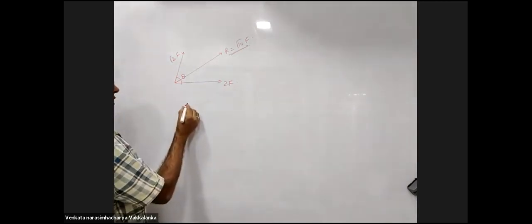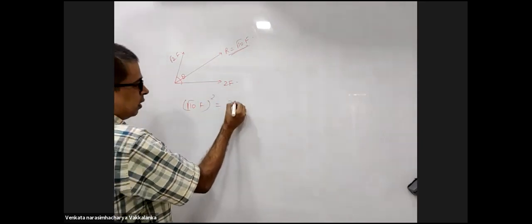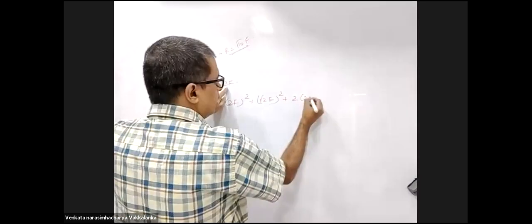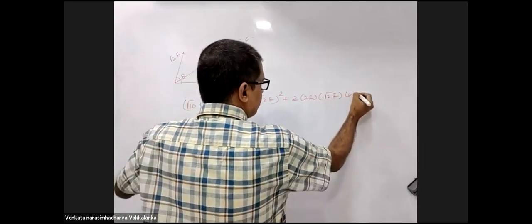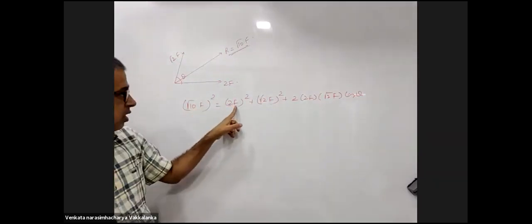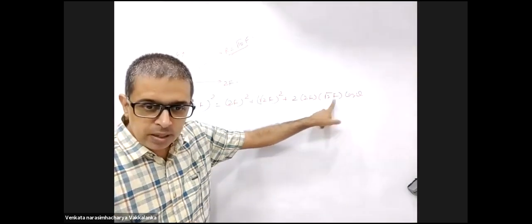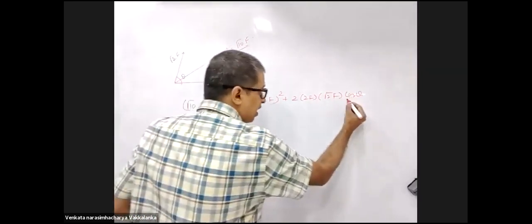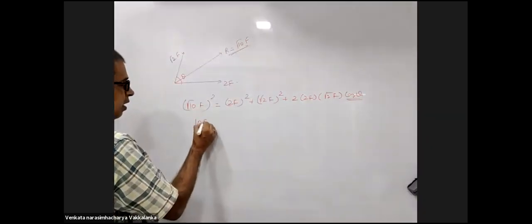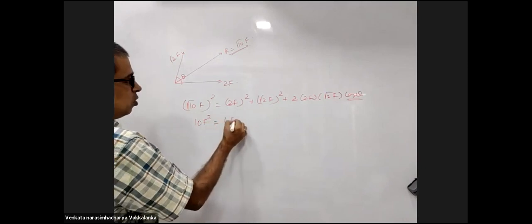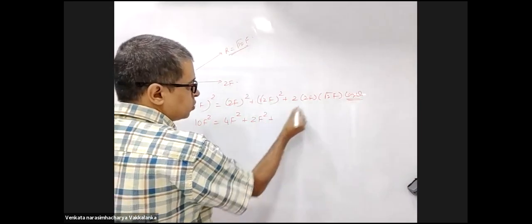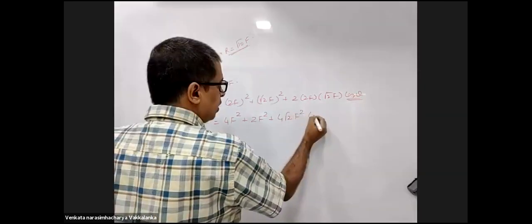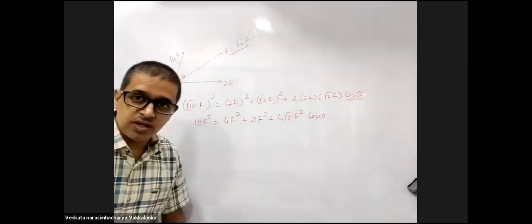Parallelogram law of addition. Resultant root 10F whole square is 2F whole square plus root 2F whole square plus 2 into 2F into root 2 times F into cos theta. Resultant square is a square plus b square plus 2ab cos theta, right? Theta is the angle between the two vectors. 10F square is equal to 4F square plus 2F square plus 2 into 2, 4F square, 4 root 2 F square cos theta. Till here, is it clear?